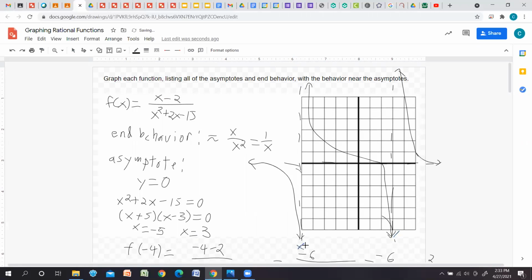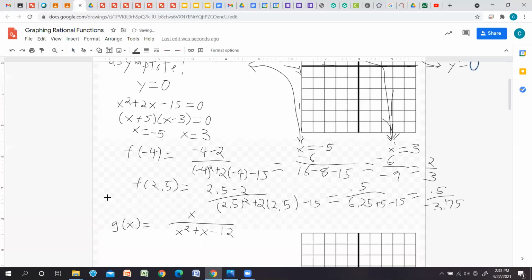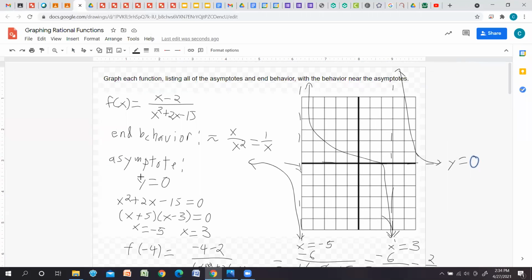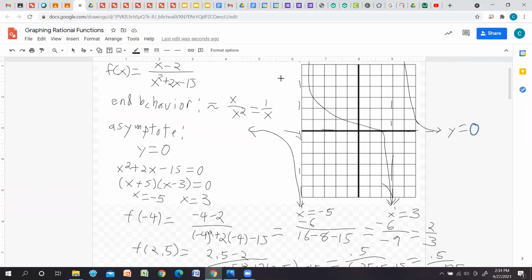For example, this is x equals negative 5. This is x equals 3. And this is y equals 0. So there are all our asymptotes, and that's about it. Just do your best with that. Please ask if you have any questions on that.